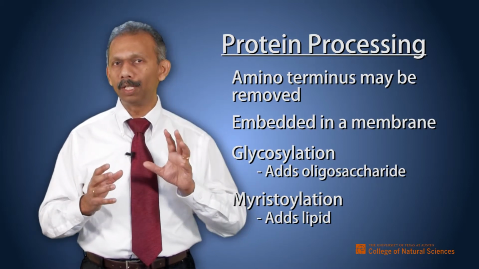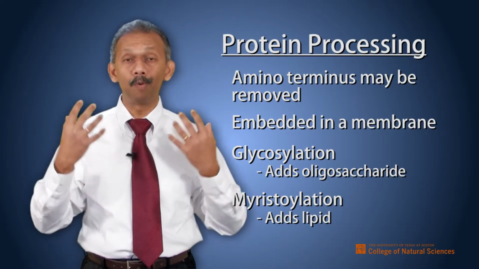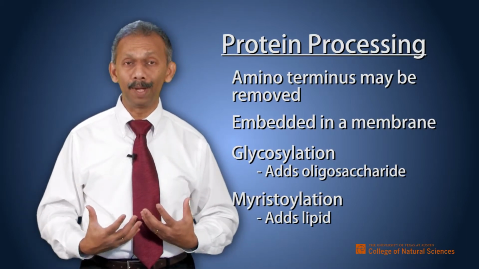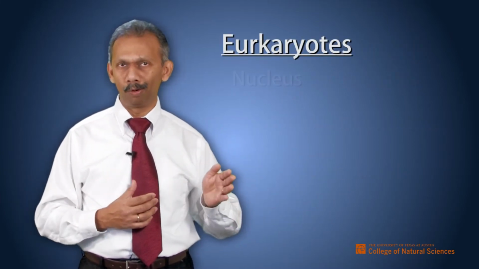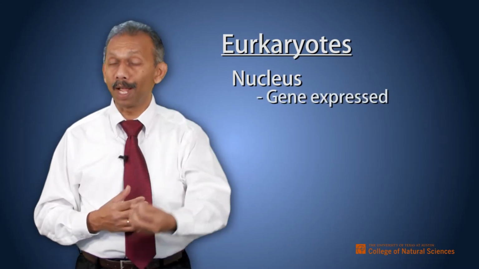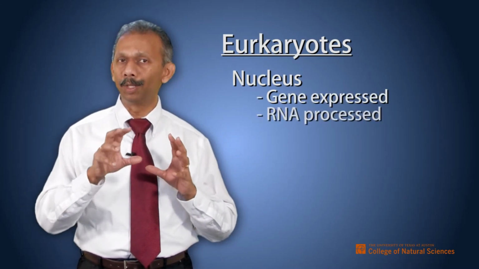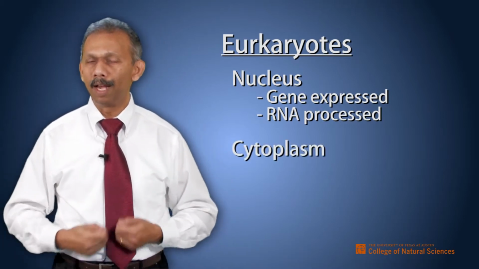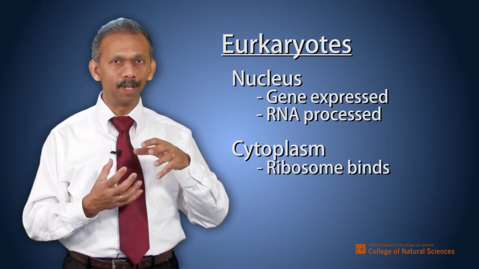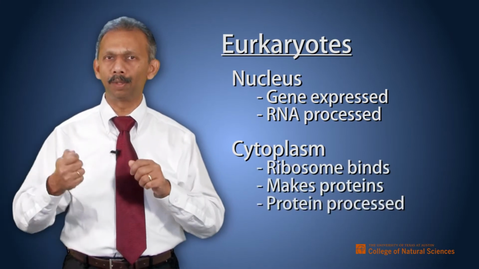So protein synthesis is an important process. That is what makes the different enzymes, different transport proteins, and different structural proteins in the body. But it starts all the way at the nucleus, with the gene being expressed to make the RNA. In eukaryotes, the RNA is processed further in the nucleus and comes out into the cytoplasm. Now the ribosomes bind to that mRNA and make the protein, and the proteins are processed.